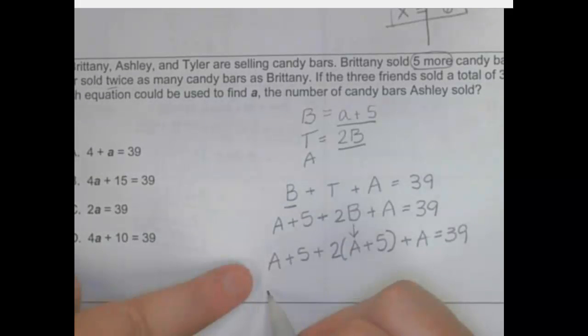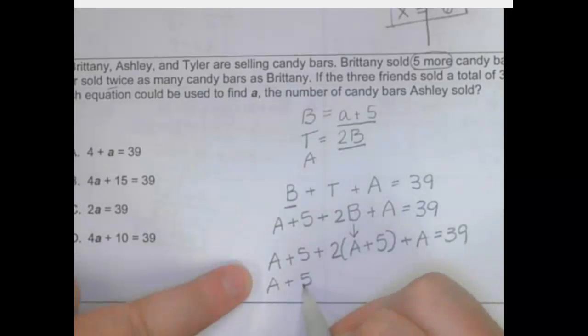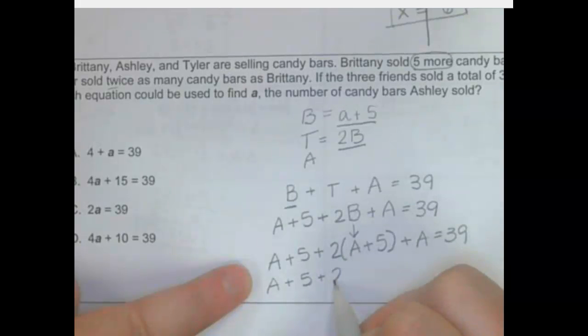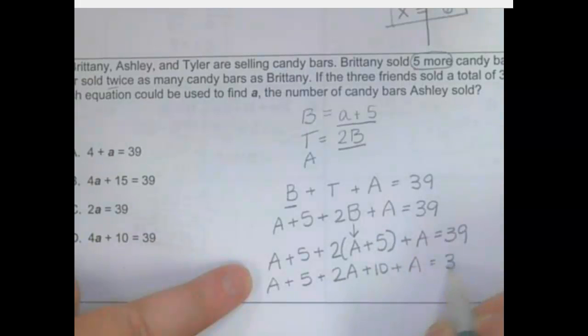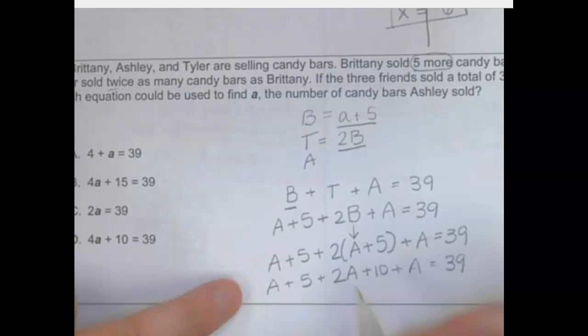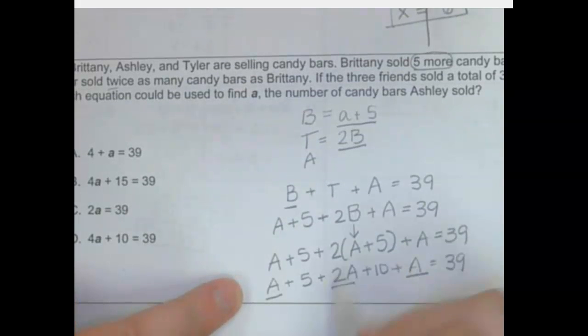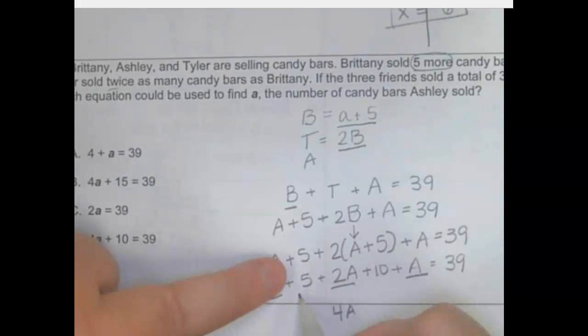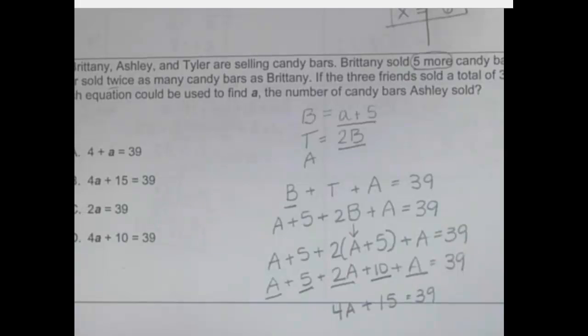From here, it's just all about combining like terms and distributing. So I've got 2A plus 10. And if you did it a different way, that's fine. I broke it down little piece by little piece, because that's how my brain works. I have 4 A's. 5 plus 10 is 15. Which matches B. Questions about that one?